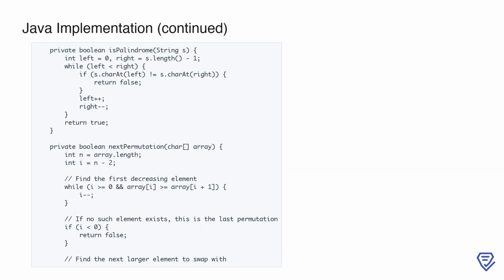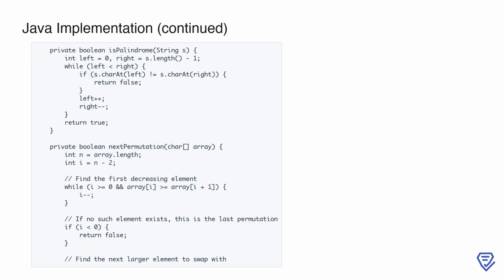To determine if the input is a palindrome, we define the helper method isPalindrome. It uses two pointers, one starting at the leftmost character and the other at the rightmost character. The method iteratively checks if the characters at these positions are the same, moving the pointers inward until they meet. If any mismatch is found, the method returns false, otherwise, it confirms the input is a palindrome.